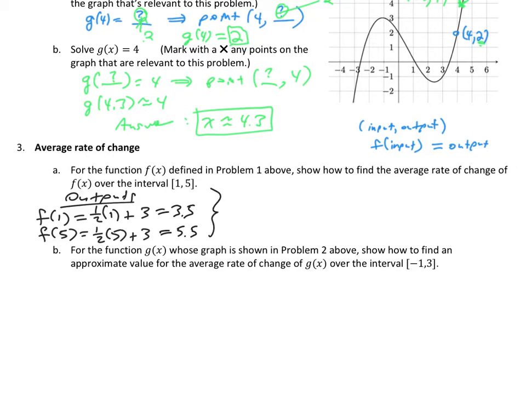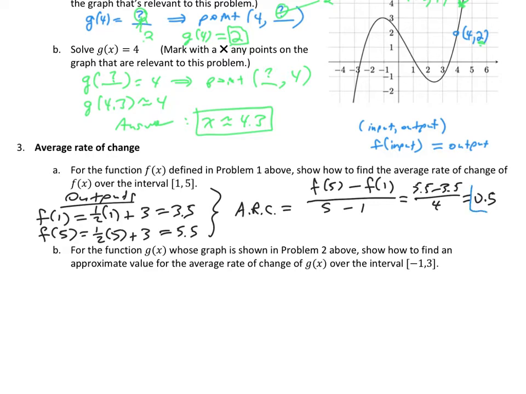My average rate of change formula says that I'm going to take the change in the outputs. Let me write down the formula so we have it as a reference. The idea is that we're doing the change in the outputs divided by the change in the inputs. So that's 5.5 minus 3.5 in the numerator, and 5 minus 1, which is 4, in the denominator. The numerator is 2 and the denominator is 4, so that's 2/4 or 1/2, 0.5, our average rate of change.